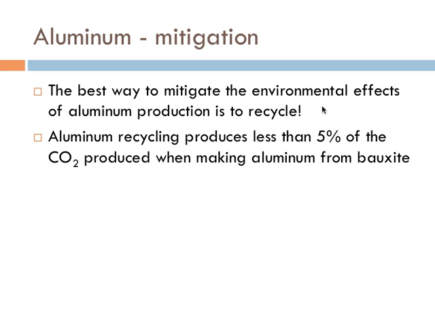Recycling. The best way to mitigate the environmental effects of aluminum production is to recycle. Aluminum recycling produces less than 5% of the carbon dioxide produced when making the aluminum from the bauxite ore.